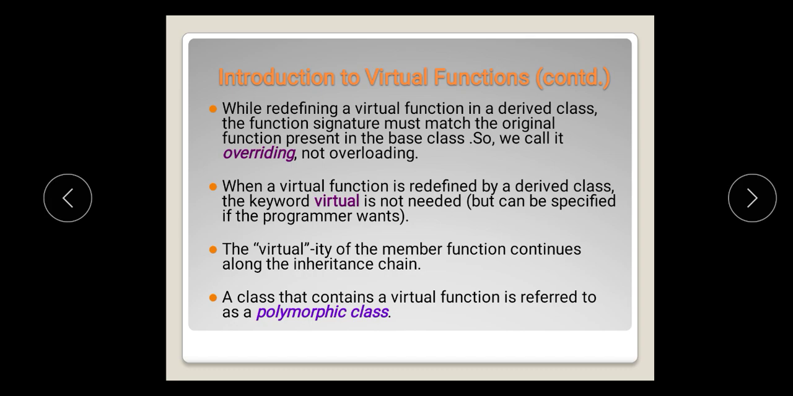When a virtual function is redefined by the derived class, the keyword virtual is not needed. That means when we redefine the base class function in the derived class, we have to use the virtual keyword only in the base class. It is not needed in the derived class. The virtuality of the member function continues along the inheritance chain. You can inherit the base class to any level, and this virtual function is available to that level. A class that contains a virtual function is referred to as a polymorphic class.